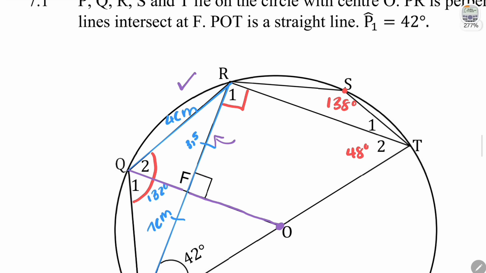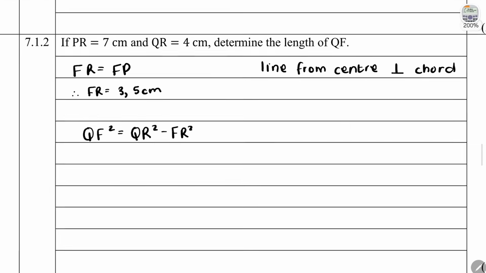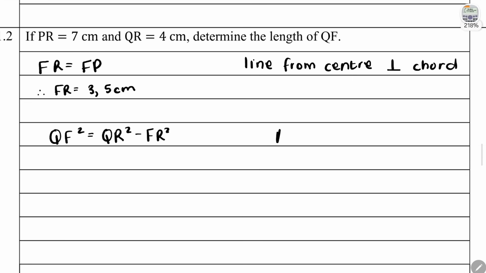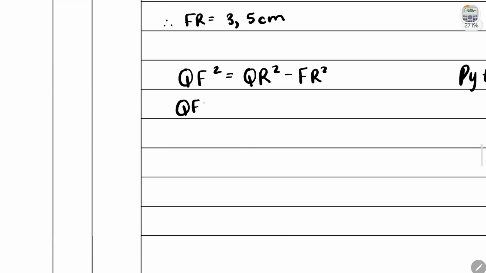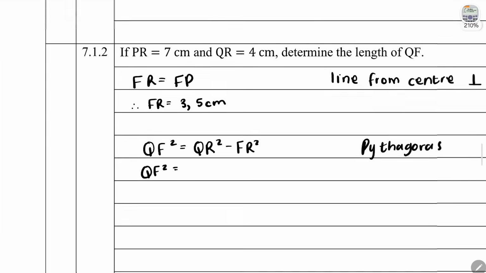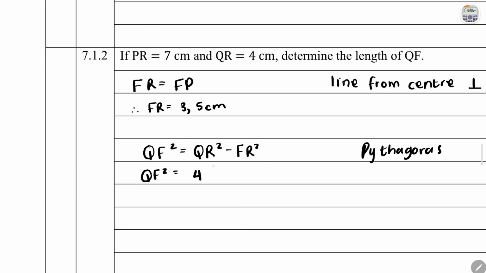Using the theorem of Pythagoras here, you can see that QF is one of the shorter sides. So we'll say QF squared is equal to the longest side, QR squared, minus the other shorter side, FR squared. The reason for this is the theorem of Pythagoras. So we can just tell them it's because of Pythagoras. And now we can find QF. QF squared is equal to, they told us the length of QR, it's 4 centimeters, so that's 4 squared minus FR squared, which is 3.5 squared.